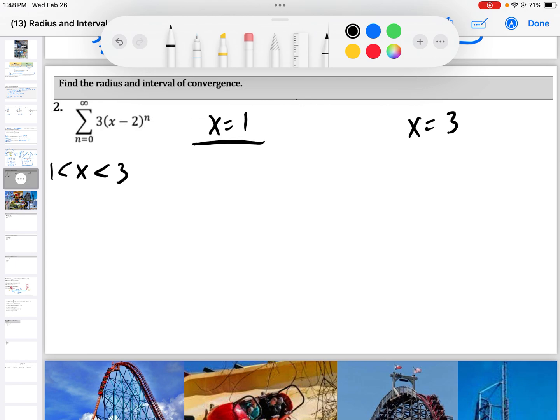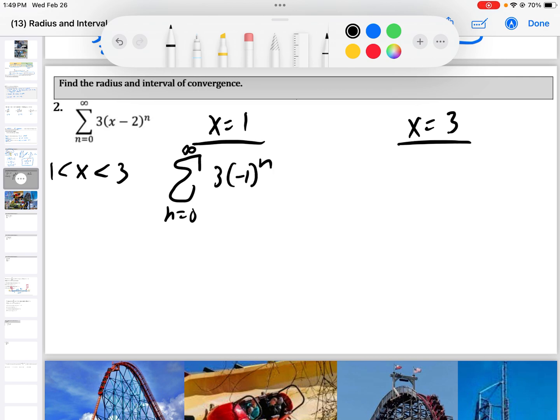But we still need to test the endpoints. So we're going to test when x is 1 and when x is 3. Now on those points, it could converge conditionally, it could converge absolutely, or it could diverge. But all we really care about is if it converges or diverges. I don't really care about absolutely or conditionally just yet.